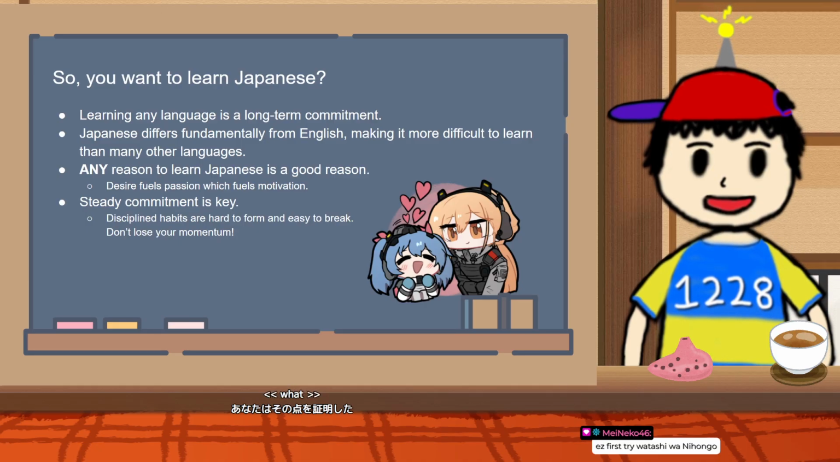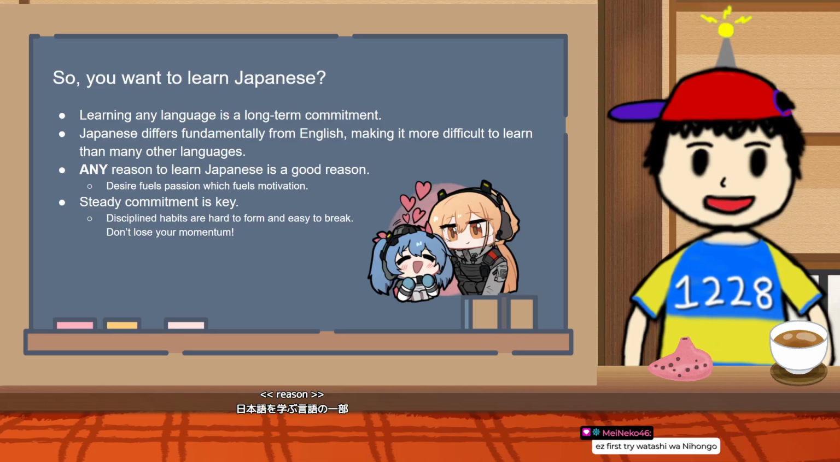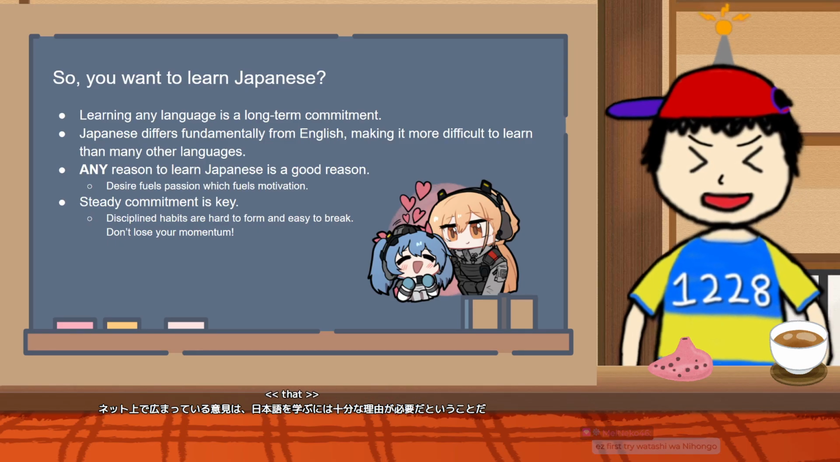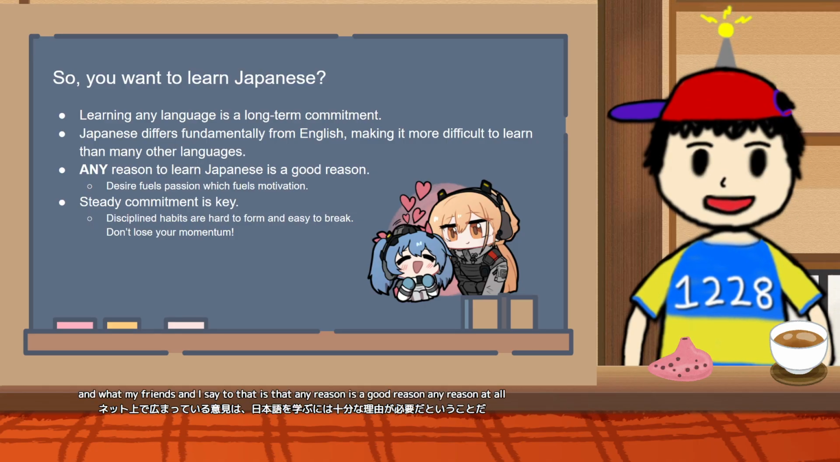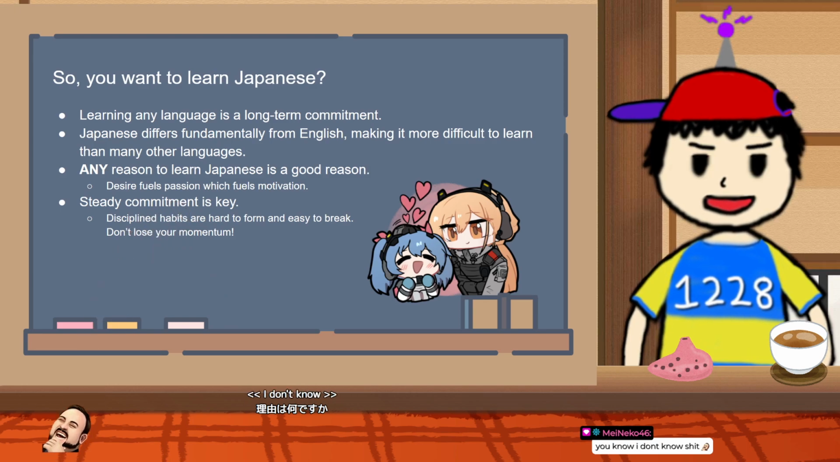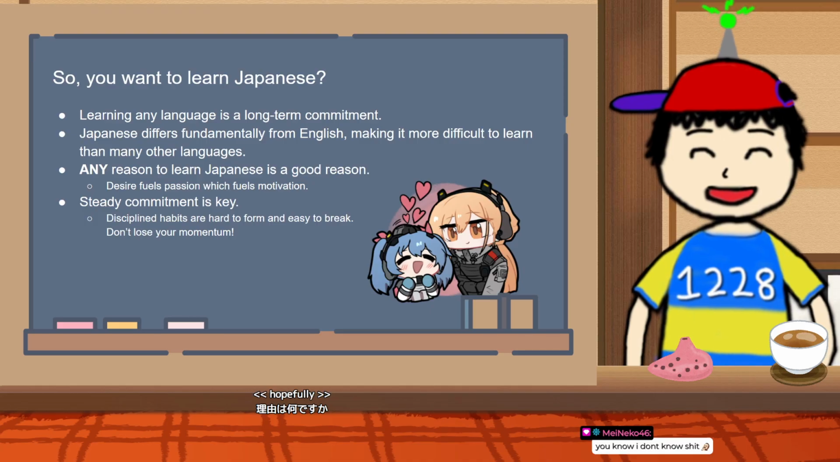A controversial take of learning language, Japanese in particular, that I found circulating online, is that you need to have a good reason to learn Japanese. And what my friends and I say to that is that any reason is a good reason. Any reason at all, no matter what it is. That's a good enough reason. You know, I don't know anything. Well, you're going to know something after this stream, probably, hopefully, definitely, maybe.